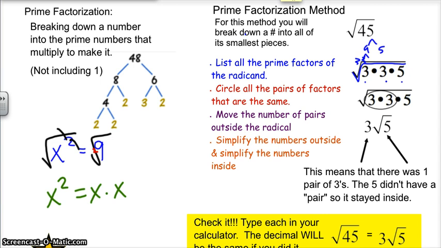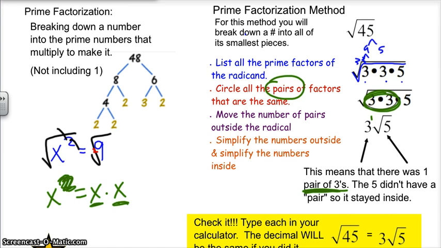I'm going through all of this because when you're dealing with the prime factorization method, you're looking for pairs of factors. You're looking for two factors because when you talk about squaring something, it's two things. So look at your prime factorization, and I notice in 45 I have one pair of 3's. The value that makes that pair comes out in front, and it doesn't have the square root over it anymore. It's not squared. What that means is that I have one pair of 3's, but the 5 didn't have a pair, so it stayed inside.